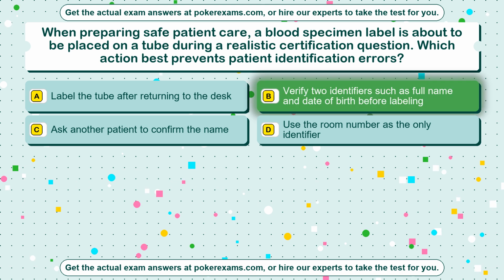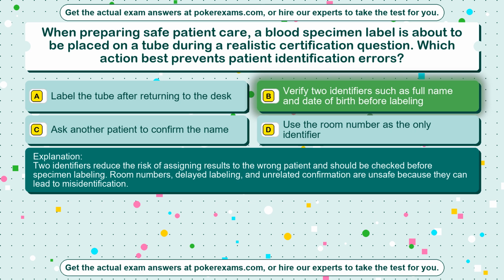The correct answer is option B. Verify two identifiers such as full name and date of birth before labeling. Two identifiers reduce the risk of assigning results to the wrong patient and should be checked before specimen labeling. Room numbers, delayed labeling, and unrelated confirmation are unsafe because they can lead to misidentification.